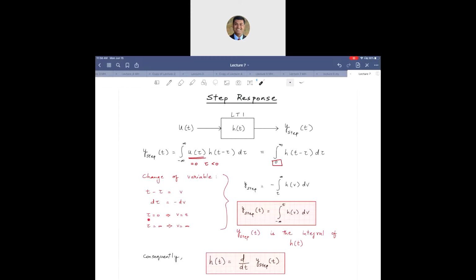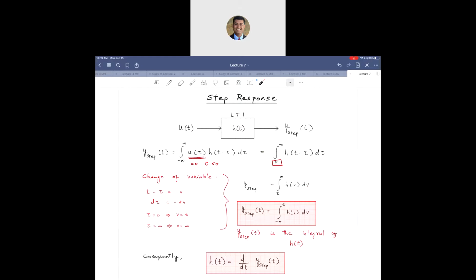At tau equals 0, the lower limit, v will be t. At tau equals infinity, the upper limit of the integration, v will be infinity. Substitute all of this into the equation to get y step of t equals negative, the integration going from 0 to infinity becomes t to infinity. Instead of h of t minus tau, you have h of v, and d tau becomes dv. Actually, d tau became negative dv, and we pulled out the negative up front.